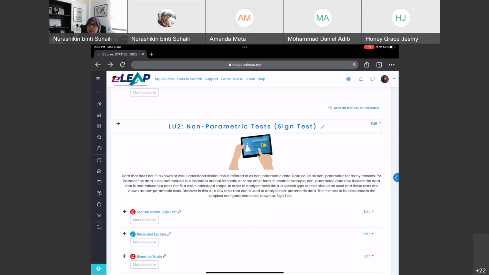Another characteristic of non-parametric data is when the number of data is small. What is meant by small n? When n is less than 25. So those are among the characteristics of non-parametric data, and for that, we have to use non-parametric tests. The first test that we have covered was the Sign Test. It was the simplest non-parametric test. It just considers the sign. We don't consider the magnitude or the values of the difference.